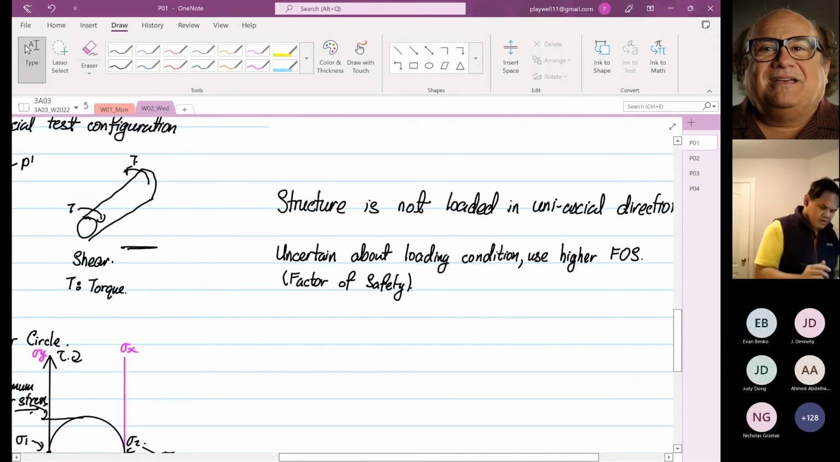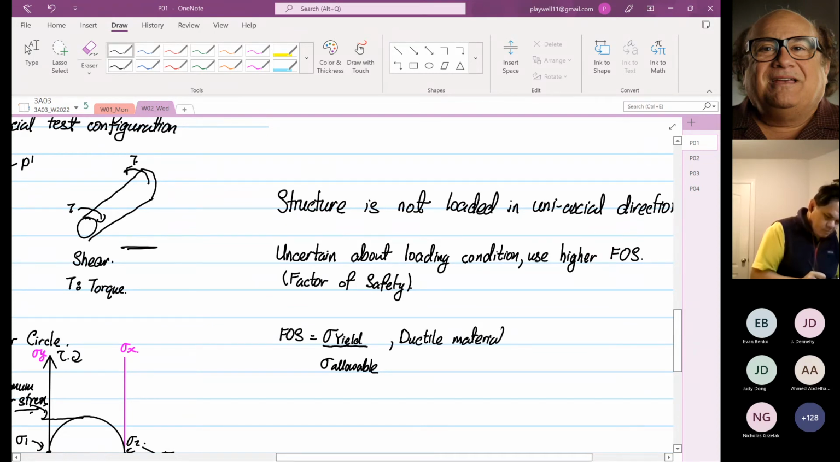So what do I mean by that? We have looked at a formula on Monday. We realized that factor of safety is equal to stress yield divided by stress allowable. This is for ductile material, just to recap. Or it can be equal to stress ultimate strength divided by stress allowable. And this is for brittle material.